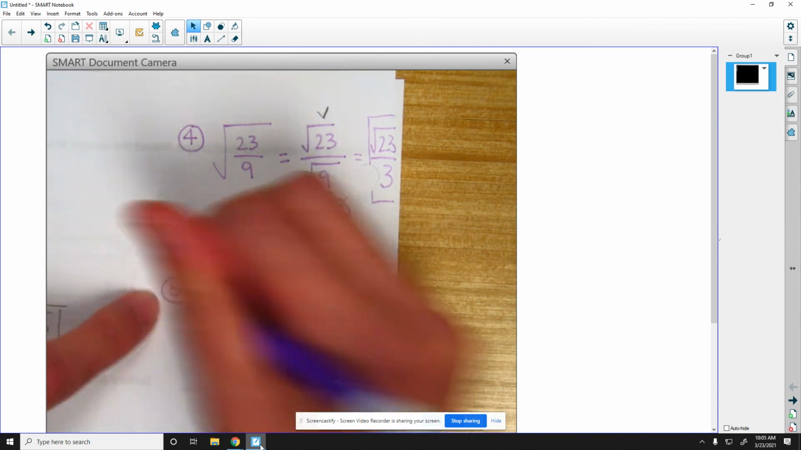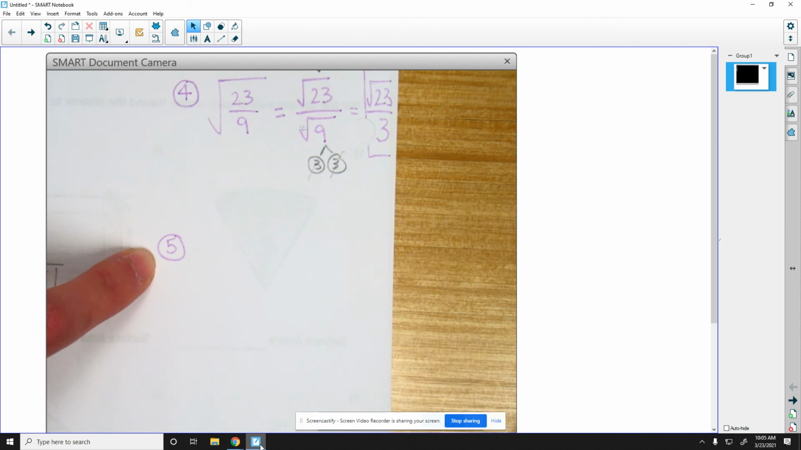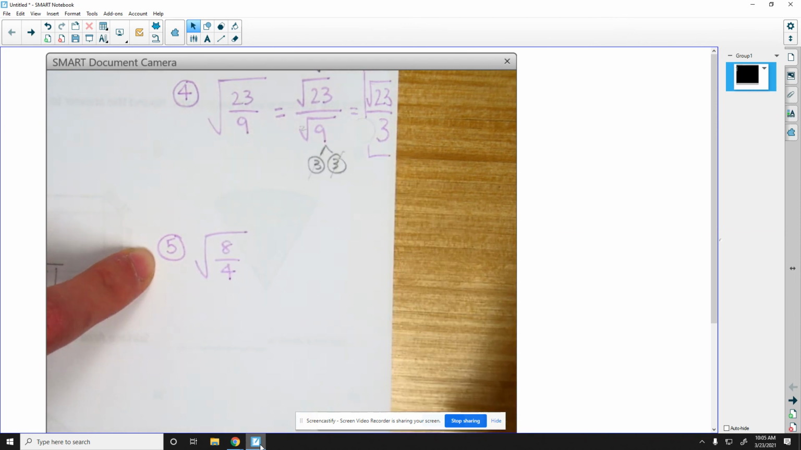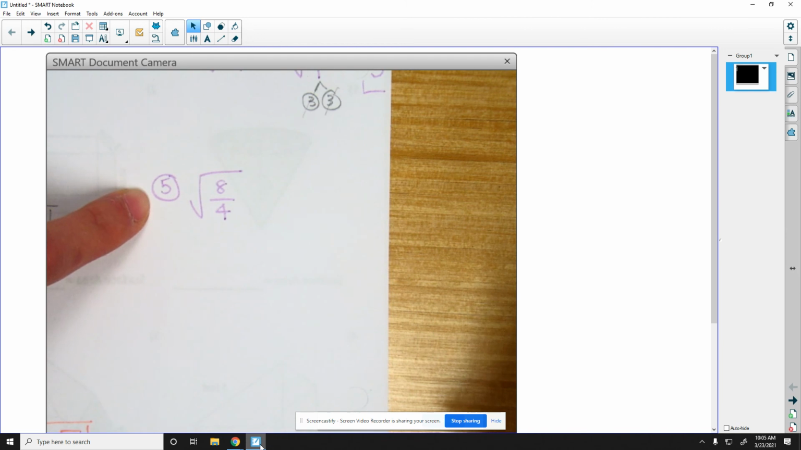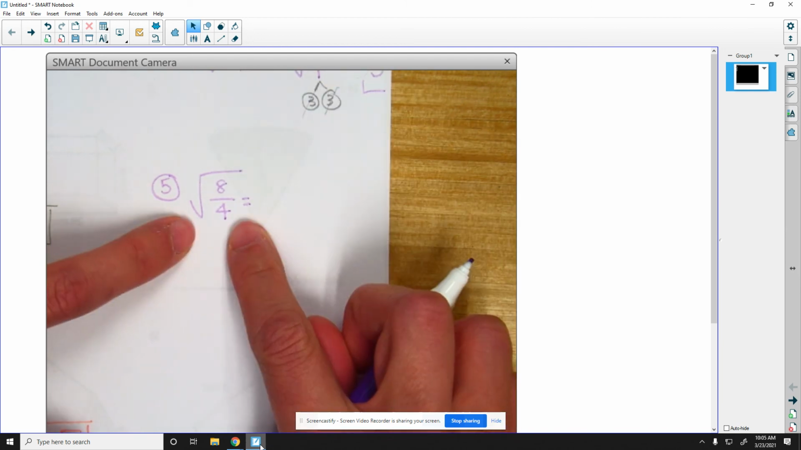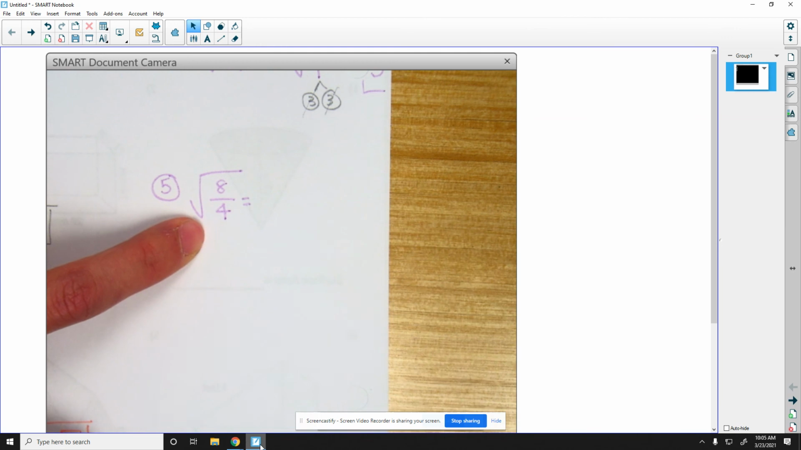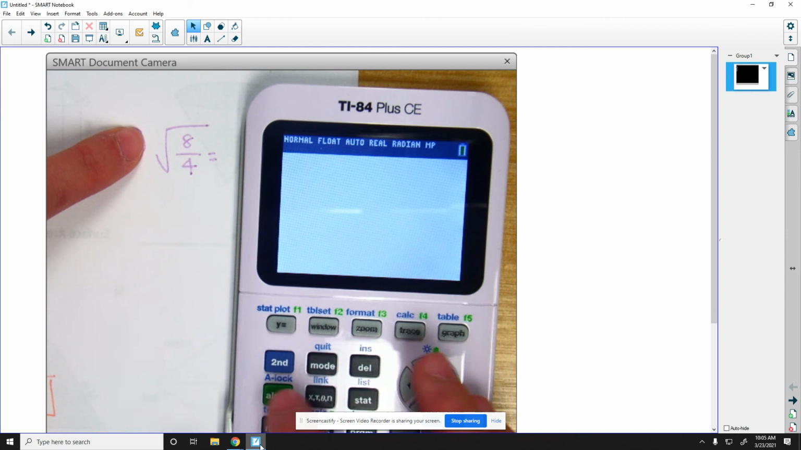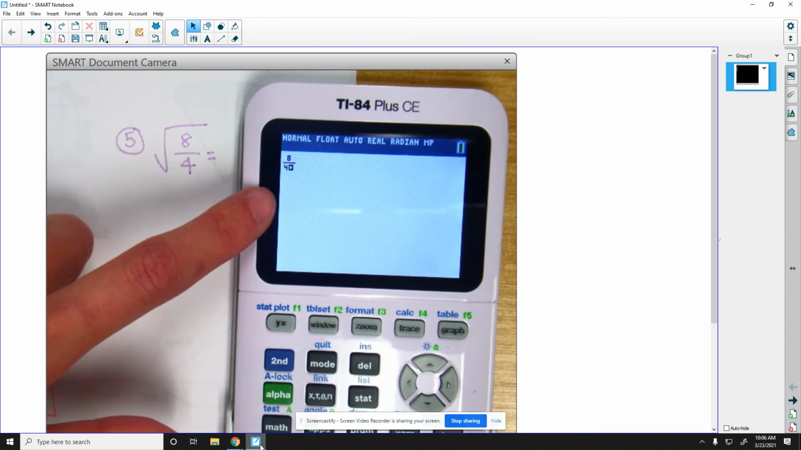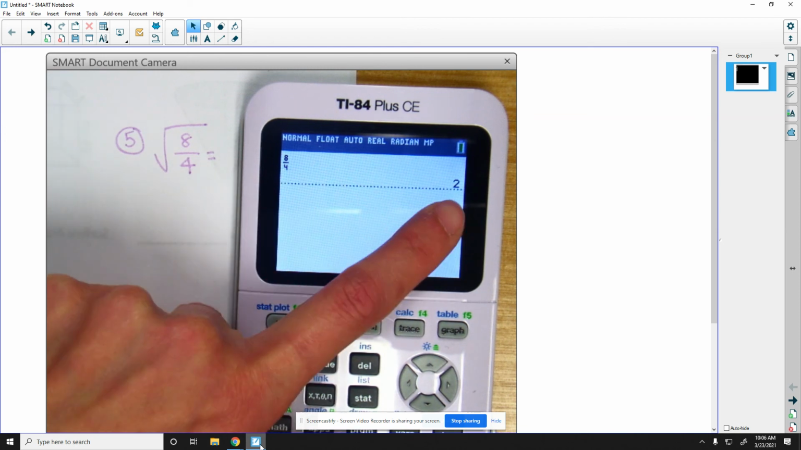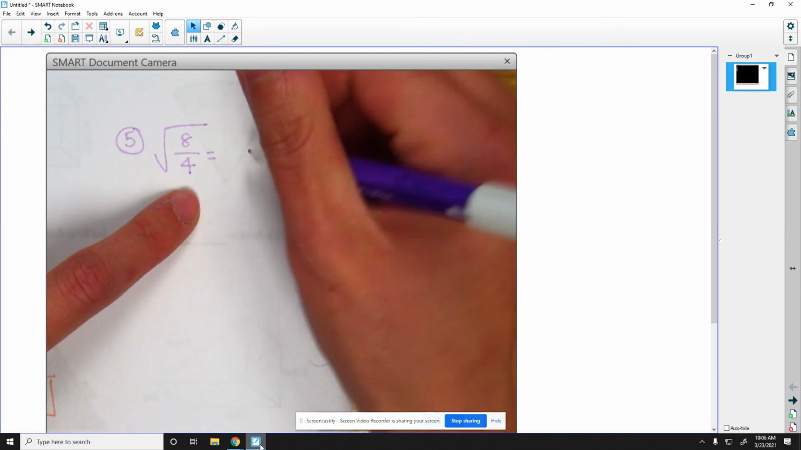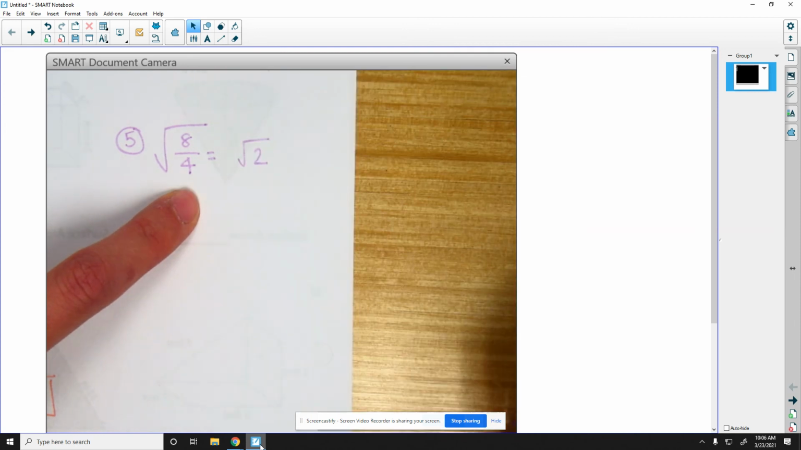Now let's try something slightly more difficult. What if I had this then? Square root of 8 over 4. So this is what I always want you to do first. 8 and 4, those are both even numbers. I can simplify 8 over 4, can't I? So can't I just type 8/4 as a fraction? That is just 2. So do you see how this is just equal to the square root of 2?